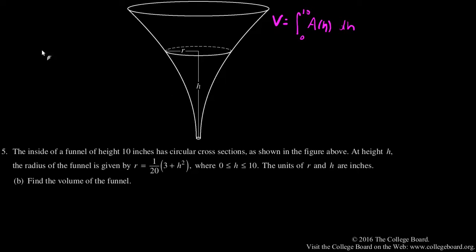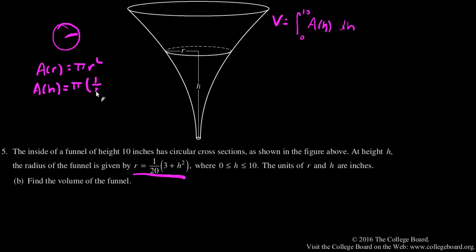So the cross sections are circles, and we know a radius, so the area formula I start with is area in terms of r equals pi r squared. And that's great. But unfortunately, I'm going to be integrating with respect to height from h equals 0 to h equals 10. So I need to rewrite this, but we know that r is equal to that. So the area in terms of height is going to be pi times 1 over 20, 3 plus h squared, all squared. That's the radius squared. And I'll integrate that from 0 to 10.